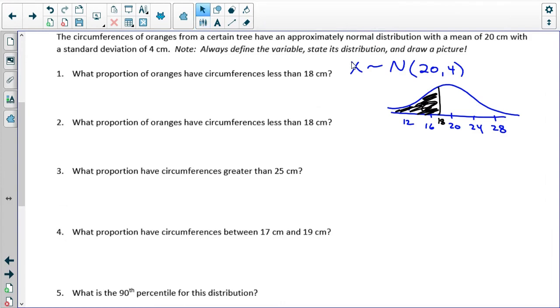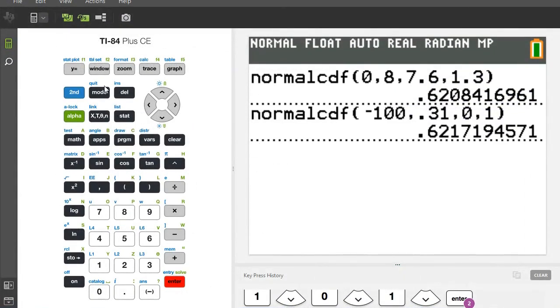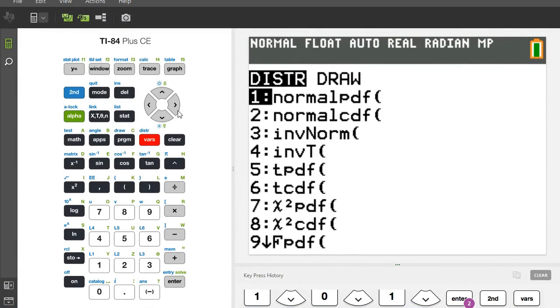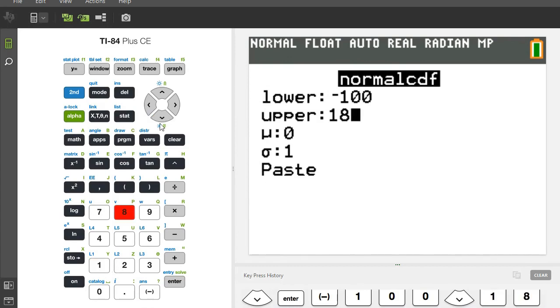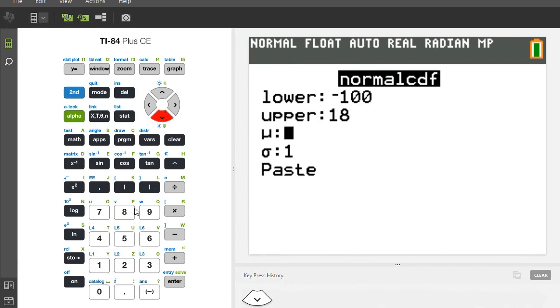So I'm going to show us how to do this again on the calculator. I'll show it both ways again. So normal CDF. I want my lower bound to be some negative number, or I can choose 0 because I'm not going to have a circumference less than 0 of an orange. My upper bound is 18 in this problem. So all oranges less than 18 centimeters. My mean was 20 and my standard deviation was 4.